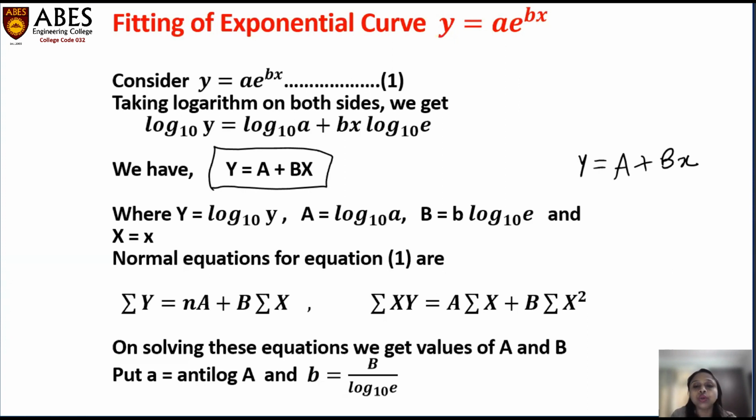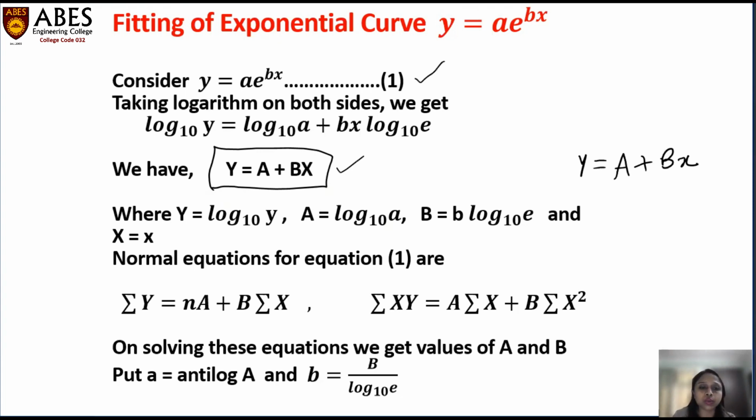So we know that the normal equations for a straight line will be summation y equal to na plus b summation x, and summation xy equal to a summation x plus b summation of x square. Now we will solve the question as we have done the previous one, that is for a straight line as it is. Then in the end, we will replace the values of capital Y, capital A, capital B to find the values of small y, a, and b. Now we can take small a as the anti-log of capital A, and small b as capital B divided by log to the base 10 e. And we can put the values in the given equation number 1.